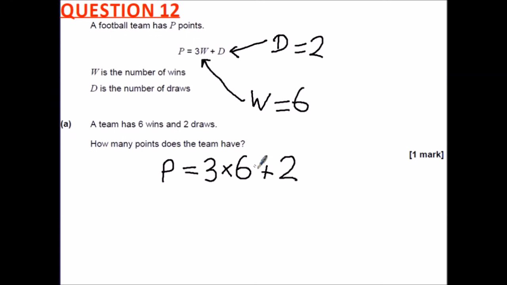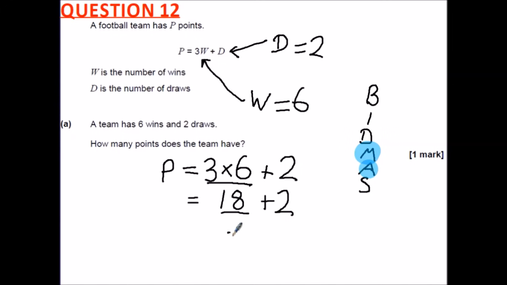Now this is a BIDMAS question really, because you've got division and multiplication to do. So in the list of BIDMAS, multiplying comes before addition. So we need to do the multiplying step first. So the number of points is, do 3 times 6 first, which is 18. And finally we can do 18 plus 2. And 18 plus 2 is 20. So the team has 20 points.